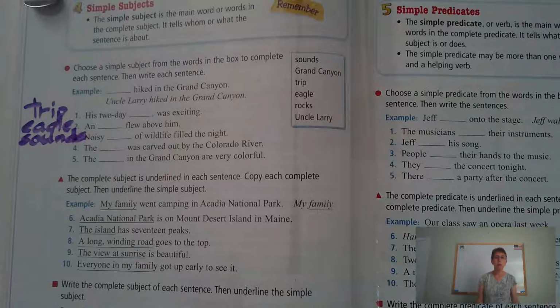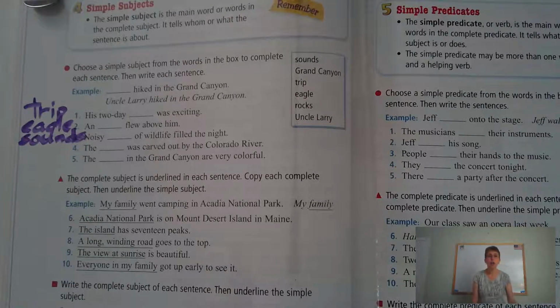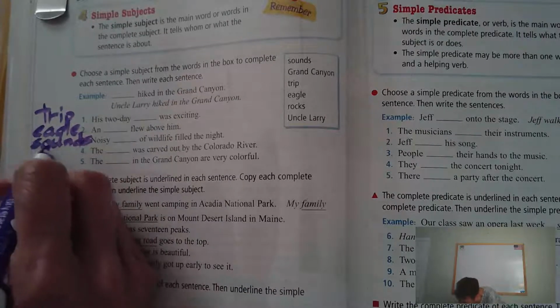Number 4, the blank was carved out by the Colorado River. What was it that was carved out by the Colorado River? Looking at your answer choices, you have Grand Canyon and rocks left. Okay, and again, you have the blank was. So with that verb was, you know you need a singular noun. So we have the Grand Canyon was carved out by the Colorado River.